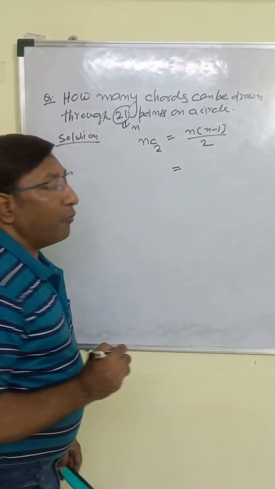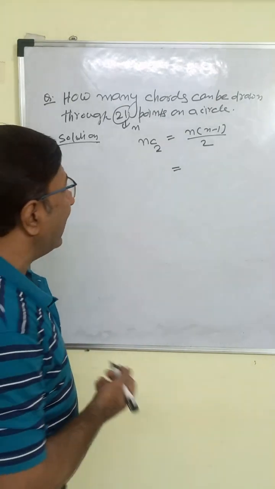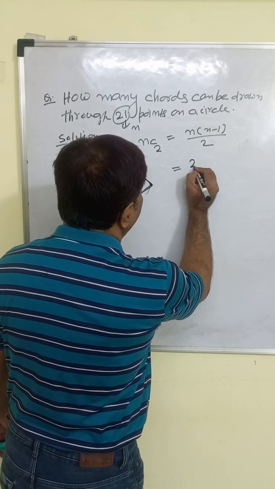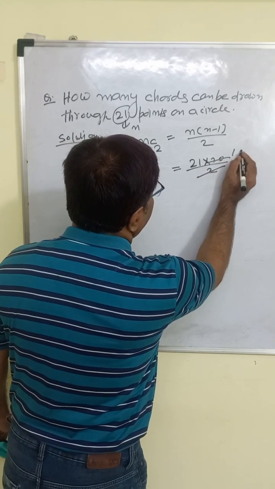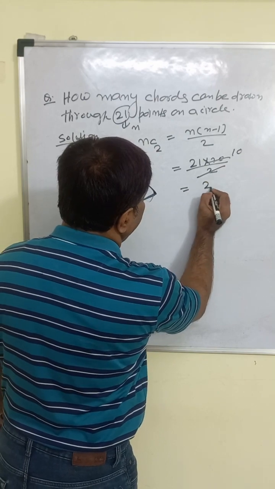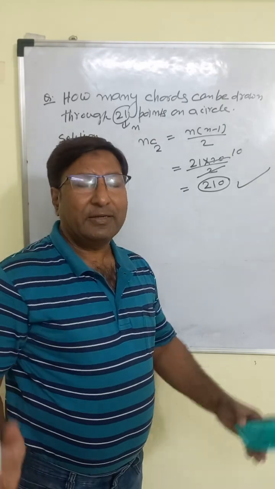Here the points given are 21, so n is 21. Put n equal to 21. So 21 into 20 by 2. This is cancelled. So our correct answer is 21 into 10, that is 210, which is our right answer.